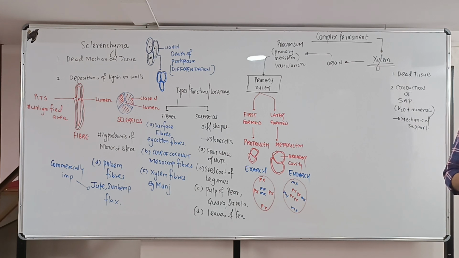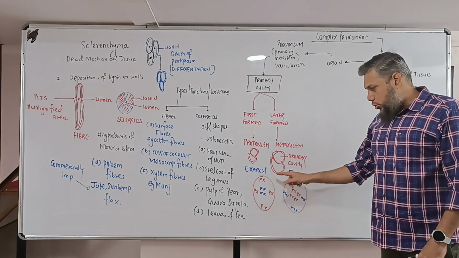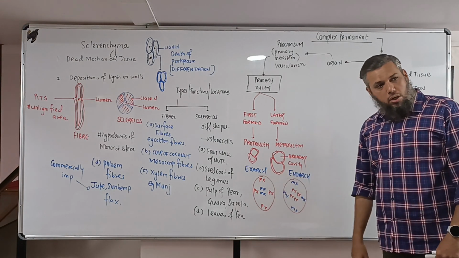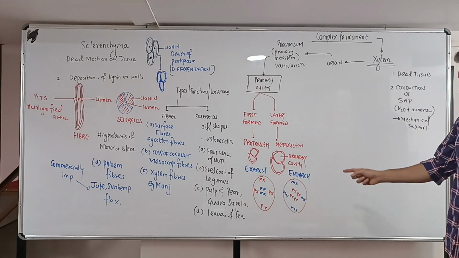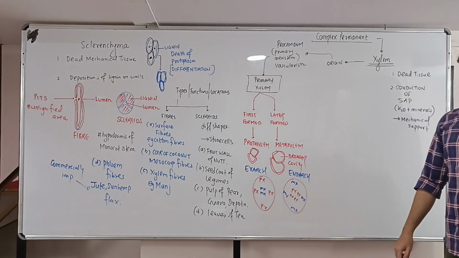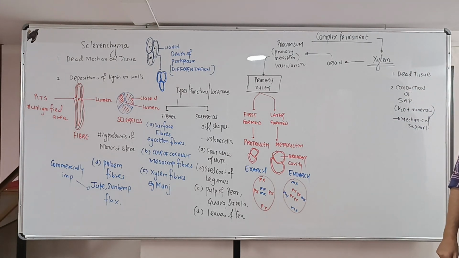Ex is what? Periphery. End is what? Towards the center. So towards the periphery, protoxylem, the condition is called exarch. Towards the center, the condition is called endarch. Okay.